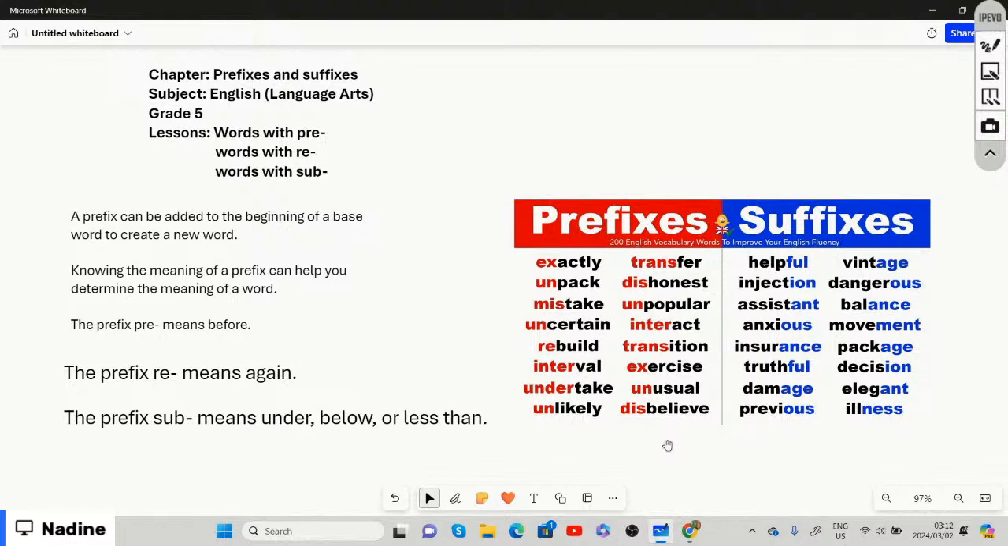All right. So we see that the word pre means before. So it's like premix, mixing it before. Preheat, heating it up before. So that is basically prefixes.